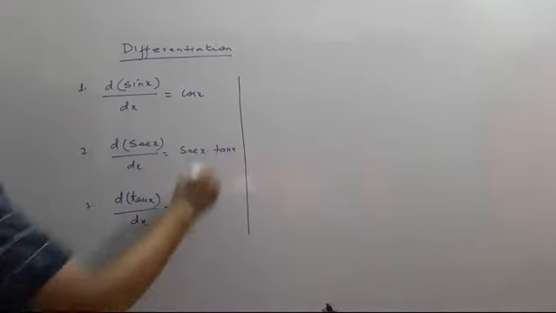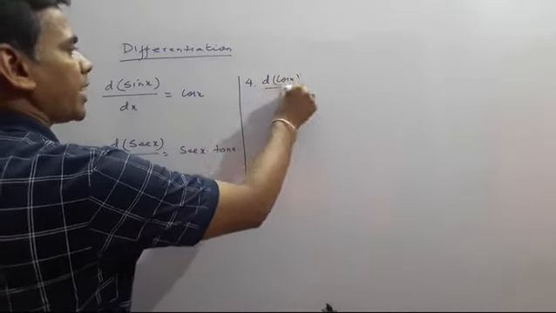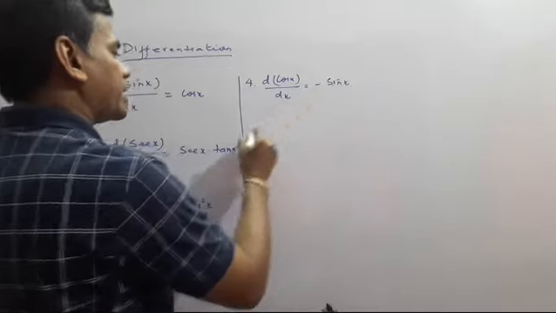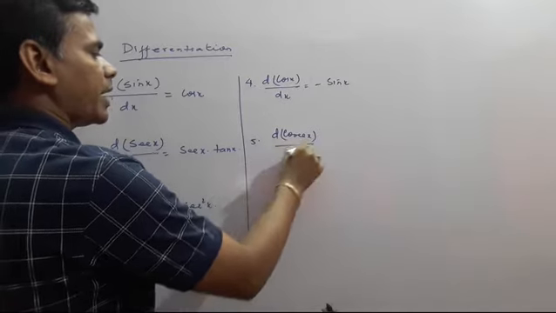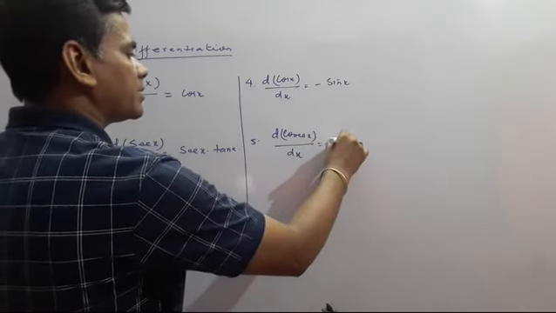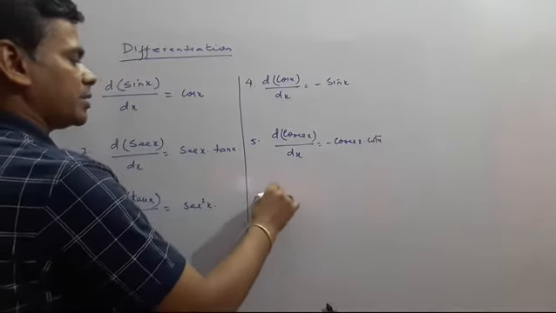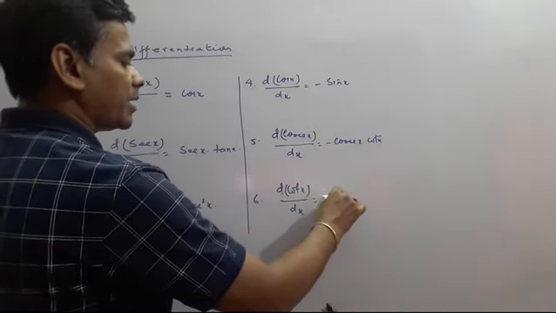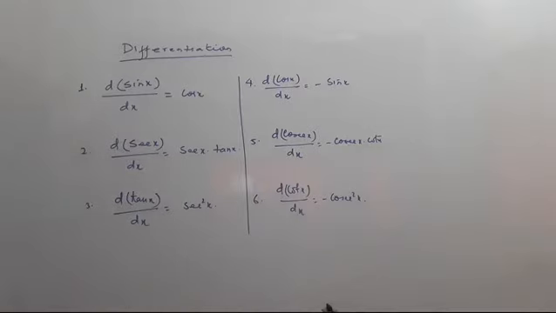After this, the next three: differentiation of cos x with respect to x is minus sin x. Differentiation of cosec x dx equals minus cosec x into cot x, and next, differentiation of cot x dx equals minus cosec square x. So first of all, you will have to copy these 6 trigonometric relations.